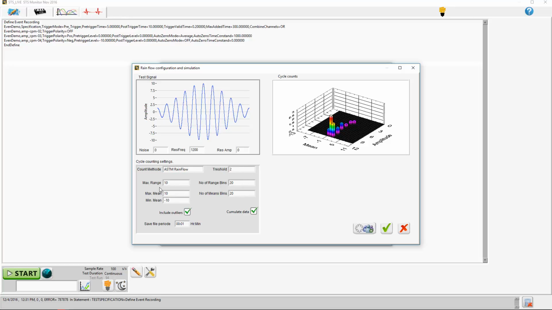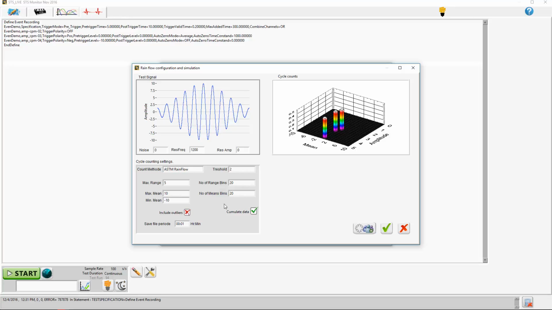You can play with these parameters to see the effects of the different settings. Let's make a mistake. Let's say that the max range is only 1 or 5. But we included the outliers. Now we have a high count of outliers in the outlier bin.